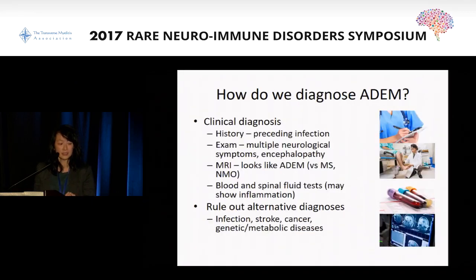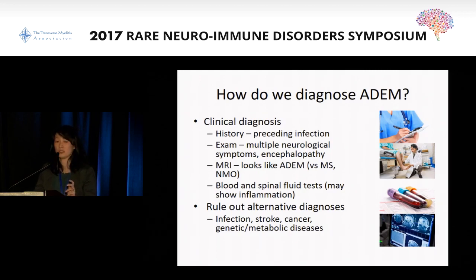How do we diagnose it? We call it a clinical diagnosis, meaning we don't have a perfect test. So we try to do very detailed history taking, and this is when you have the medical student ask about every single pet you have and every place you've been in the last 5 years. Sometimes we'll uncover the story that there was a preceding infection.